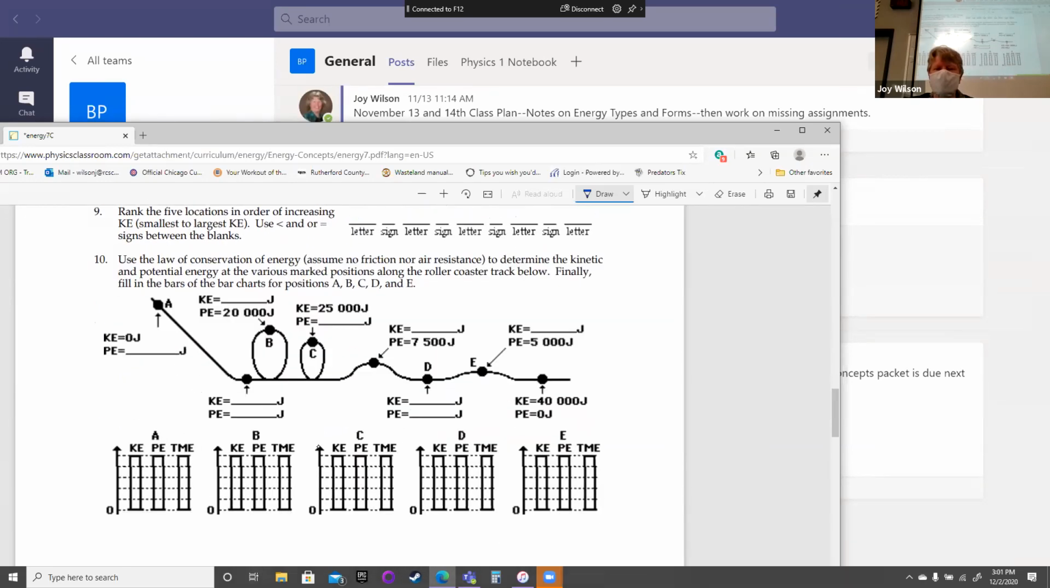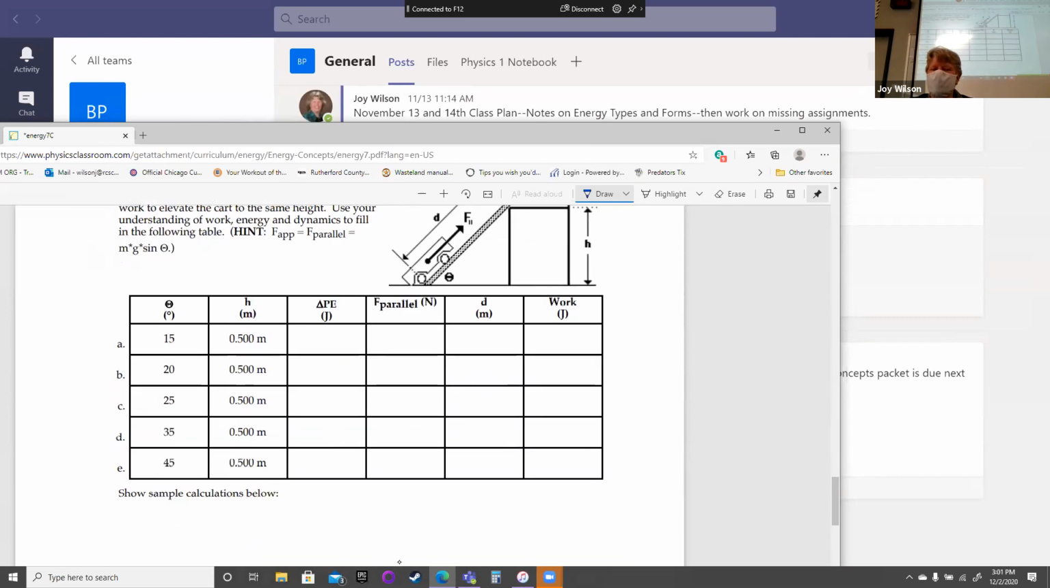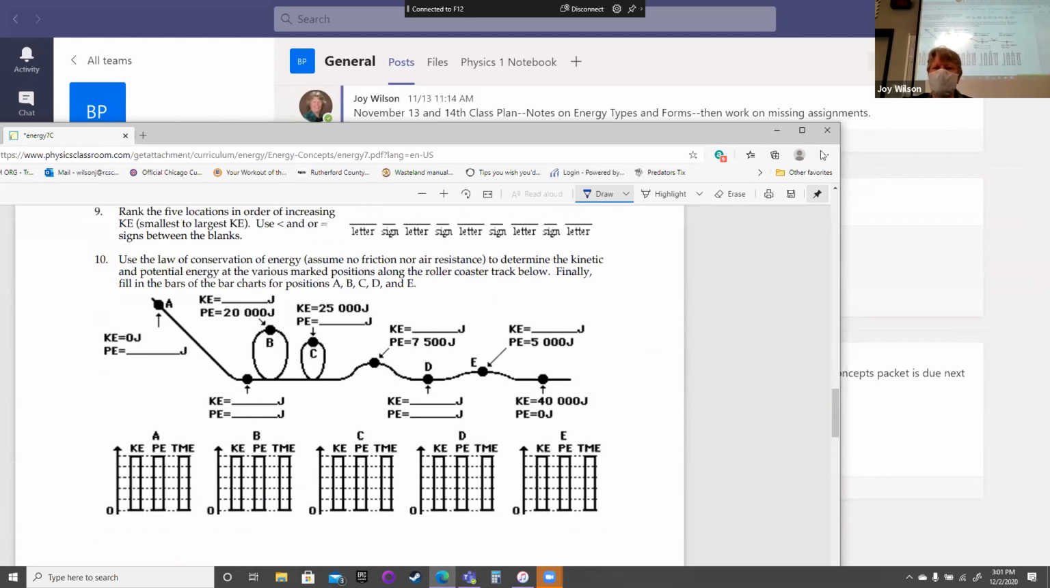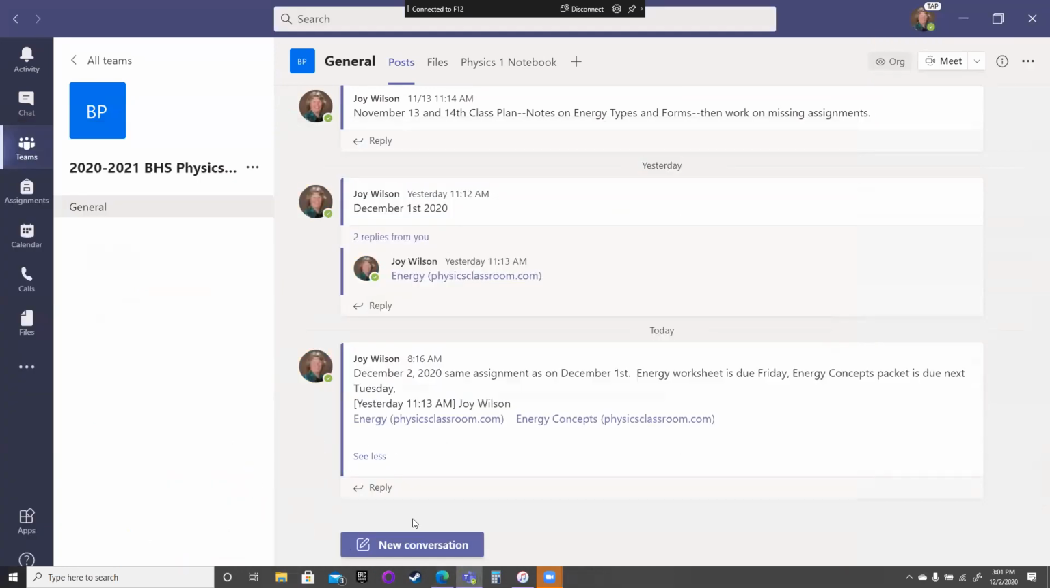So feel free to do as many of these as you can, but we will talk about the bar charts and the other calculations starting on Friday. The only thing that you have to turn in is the energy worksheet, which is the first one down here. Beyond that, you're welcome to stay or go as you need to.